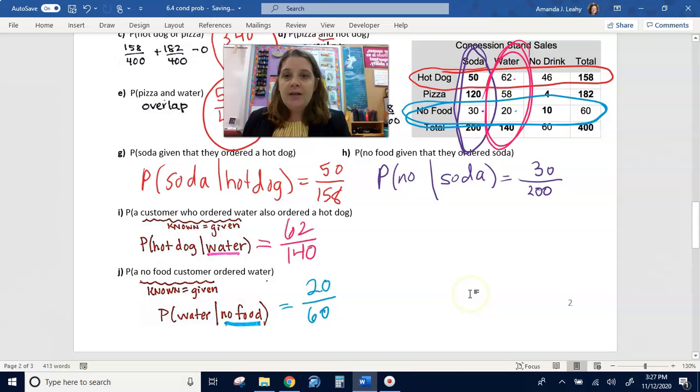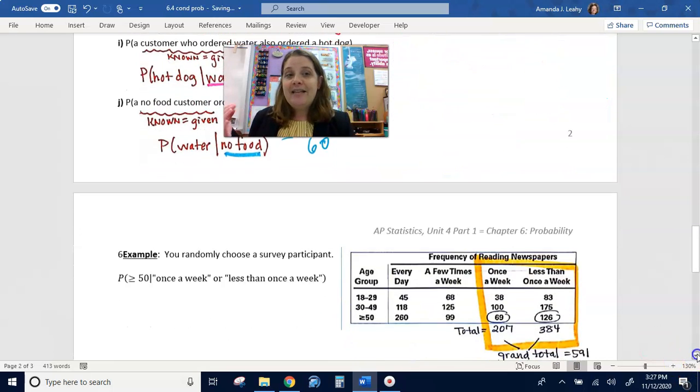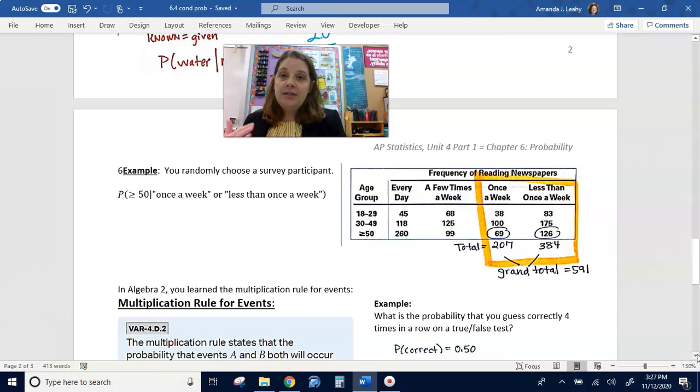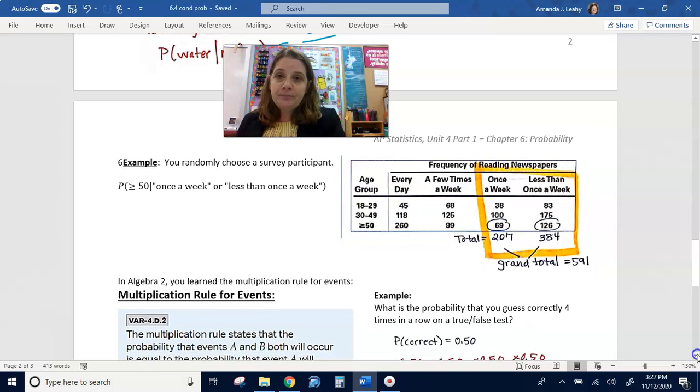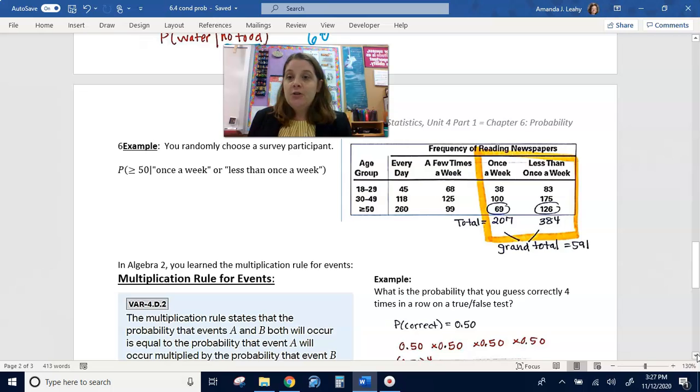Okay, so with a conditional probability from a table, when you know the given, instead of taking your answer out of all 400, you're going to take your answer out of the reduced sample space. So here's another one.